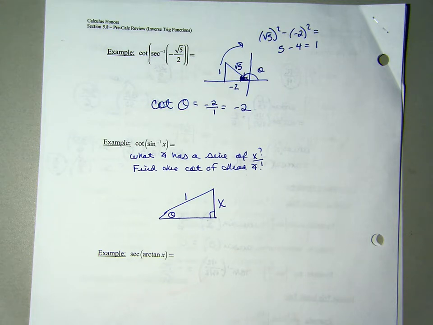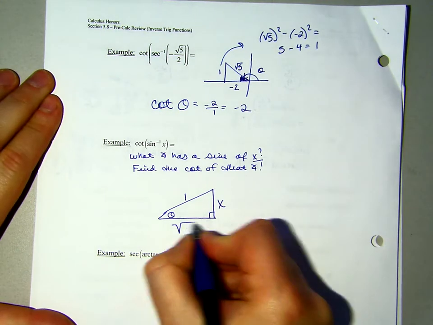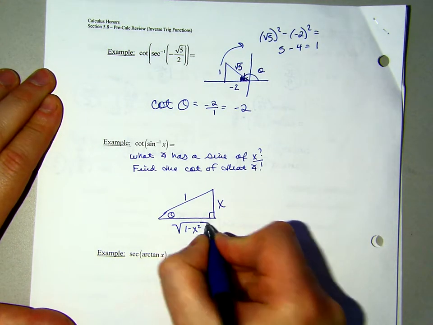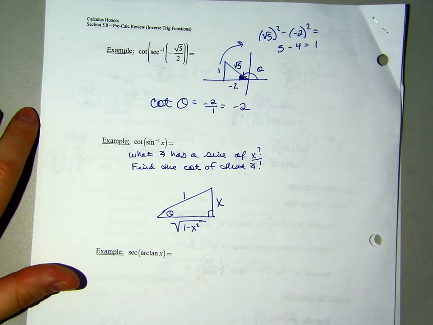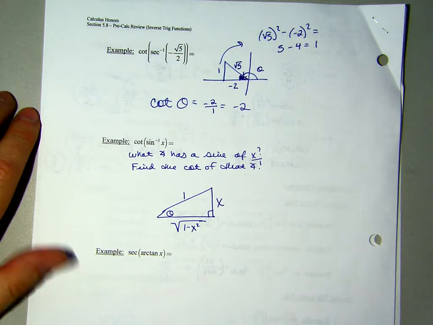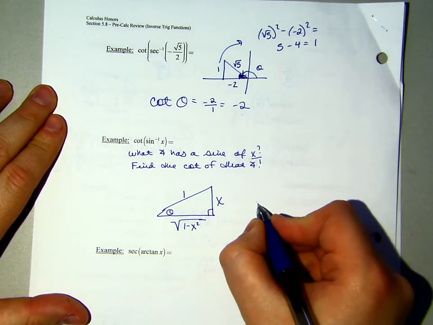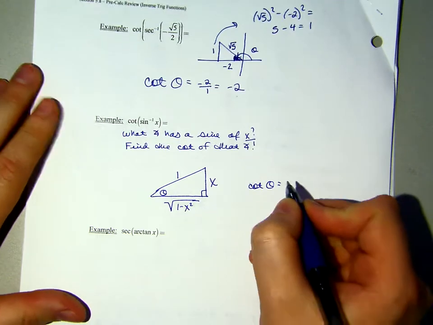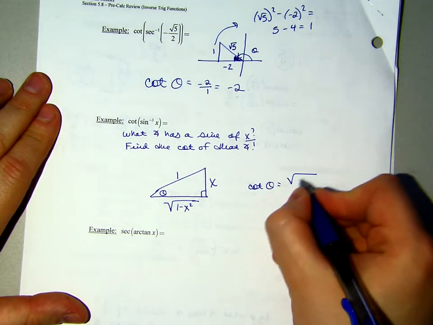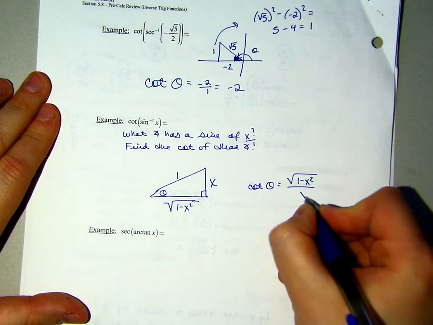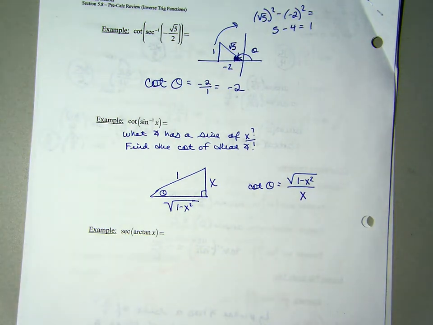Abby, do you have that missing side, the adjacent side? You're close. Square root of that thing. Pythagorean theorem, make sure you take the square root of that side. We will get square root of 1 minus x squared. Emily, once we have that, what's the cotangent of that angle? Good. The adjacent over the opposite, square root of 1 minus x squared over x. Do you follow how that worked?